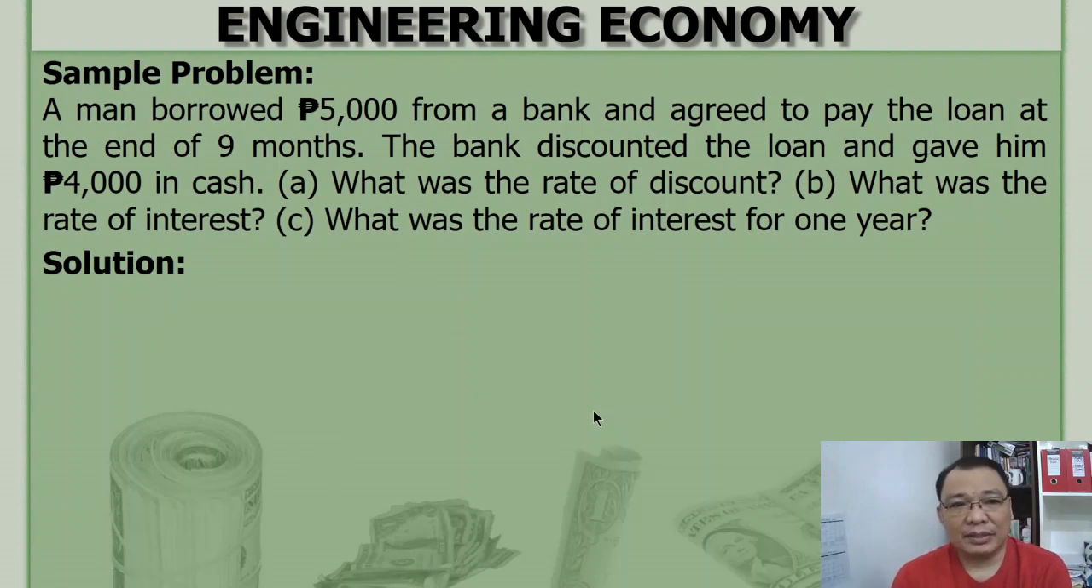Okay, so let us solve a sample problem. A man borrowed 5,000 from a bank and agreed to pay the loan at the end of 9 months. The bank discounted the loan and gave him 4,000 pesos in cash. What was the rate of discount? Letter B, what was the rate of interest? And letter C, what was the rate of interest for 1 year? So, a practical analysis: 4,000 now and 5,000 9 months from now.